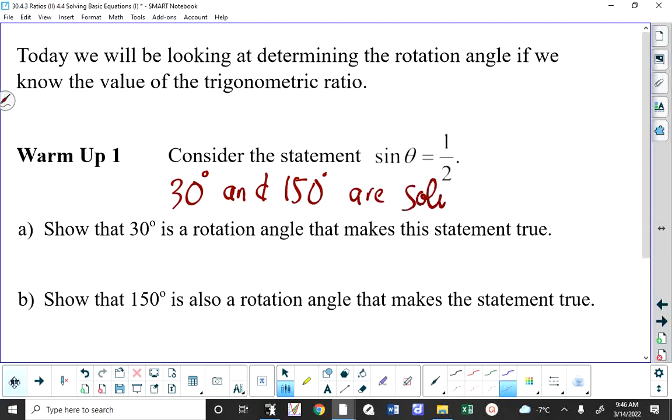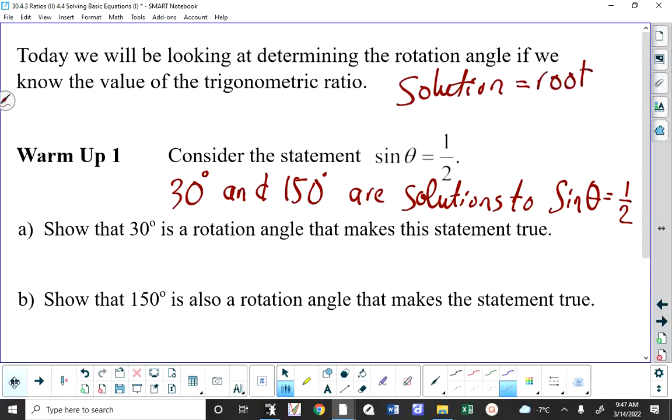I just want you to make a note that that means 30 degrees and 150 degrees are solutions to sine of theta equals 1/2. They're solutions to the equation. Now, I haven't shown you how we could find those solutions because I gave them to you. I didn't give you the equation and ask what the solutions are. I said, check these two out and see that they work. Just to let you know, the word solution in mathematics is the same as root. So if you're ever asked to find the roots of an equation, you're asked to solve that equation.